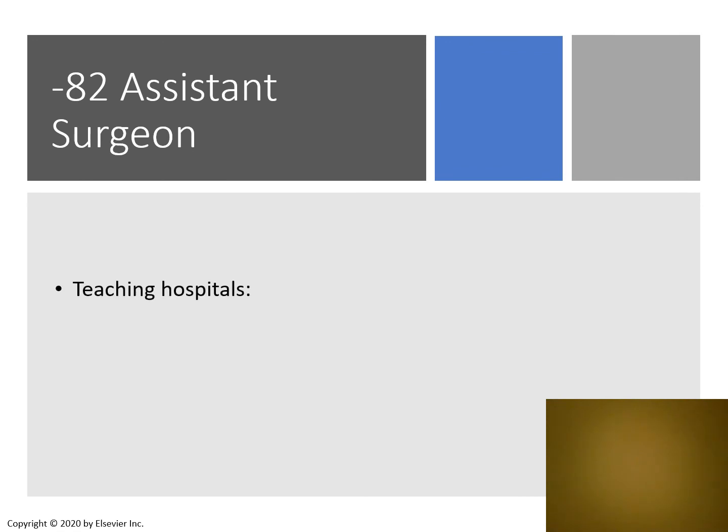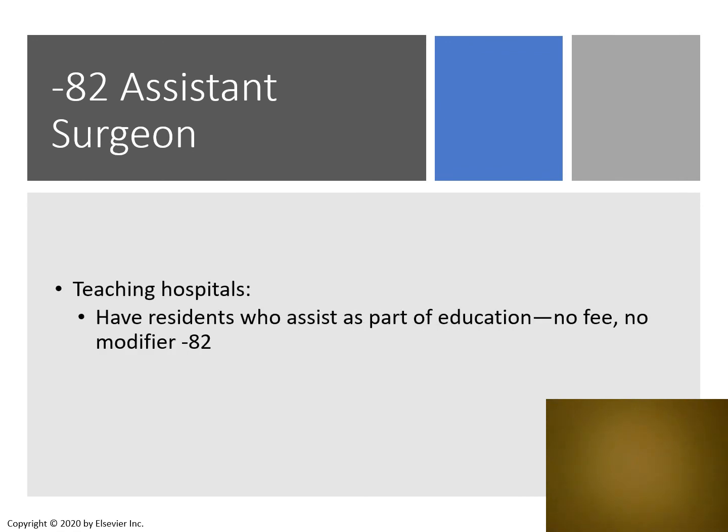Assistant surgeon is used most of the time. Teaching hospitals will have a resident assist as part of the education. So if that's a resident there, there will be no fee and no modifier 82. Try to remember that if you're coding for a teaching hospital that uses residents and they assist in a surgery, you cannot bill for them.